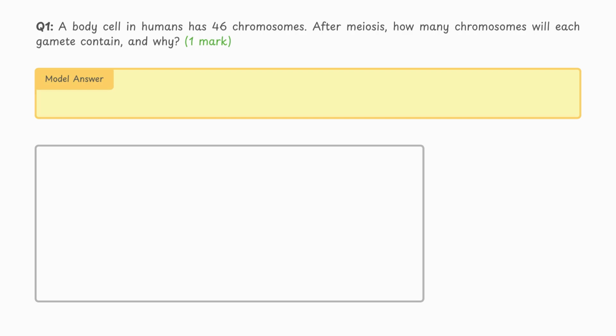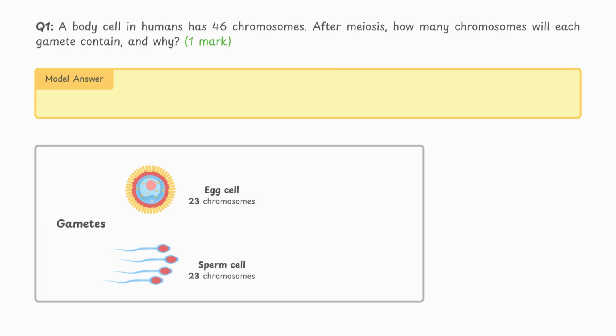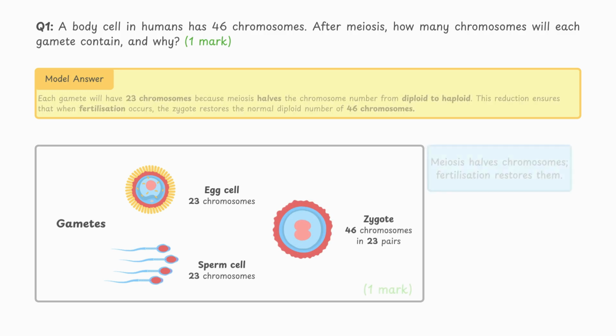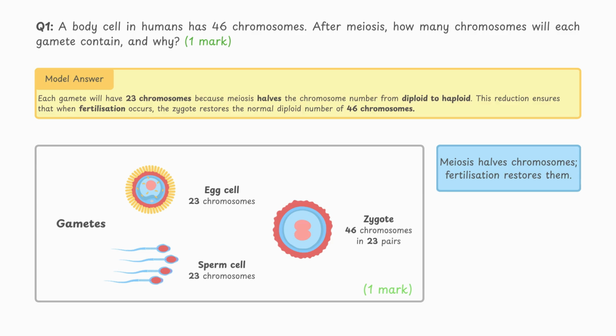In meiosis, the chromosome number is halved from diploid to haploid. This means a cell with 46 chromosomes produces gametes with 23 chromosomes. The egg cell and sperm cell each carry 23 chromosomes, and when they join during fertilization, the zygote restores the full number of 46 chromosomes. Final answer: each gamete will have 23 chromosomes because meiosis halves the chromosome number from diploid to haploid, ensuring fertilization restores 46 chromosomes.